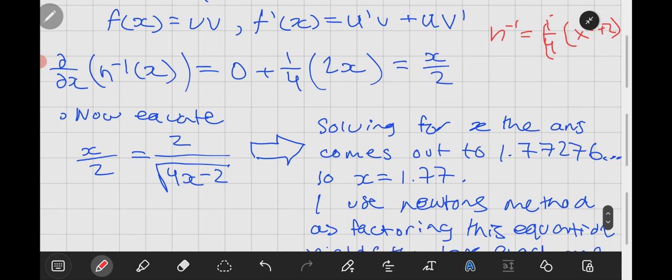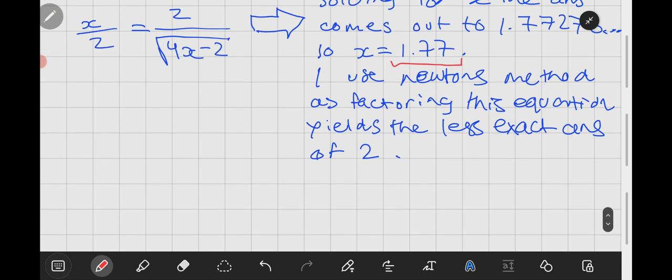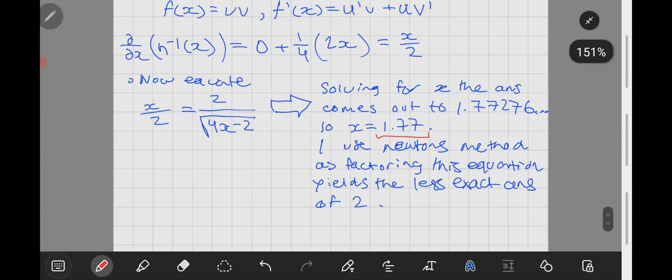Okay, then we have to evaluate for our equality, where we equate the two derivatives. And we again solve for these two numerically using Newton's method. Factoring the equation yields a less exact answer of 2. So when we find our roots, we find that they come out to be about 1.77276, which is just about 1.77. Okay, and that is all for these questions today.